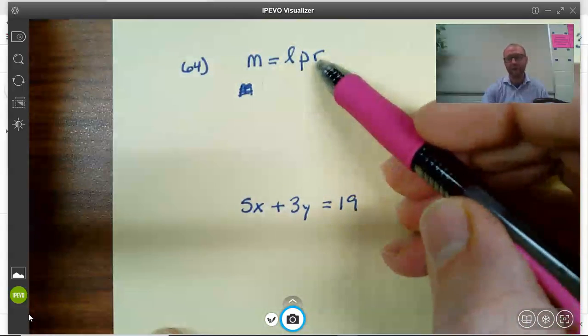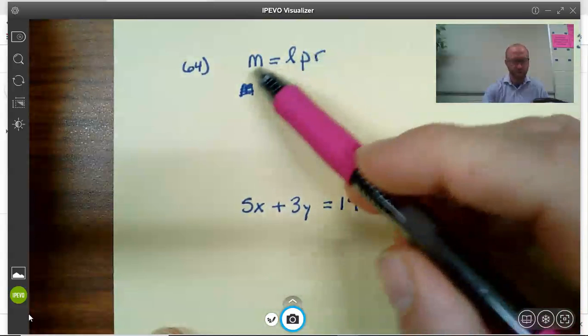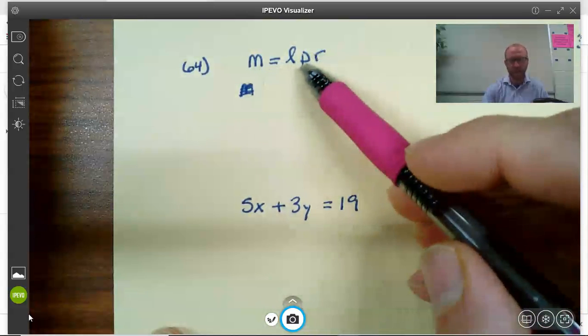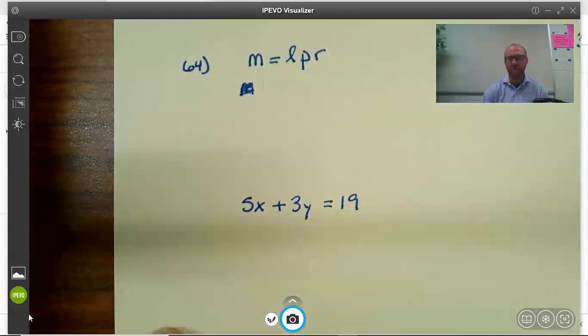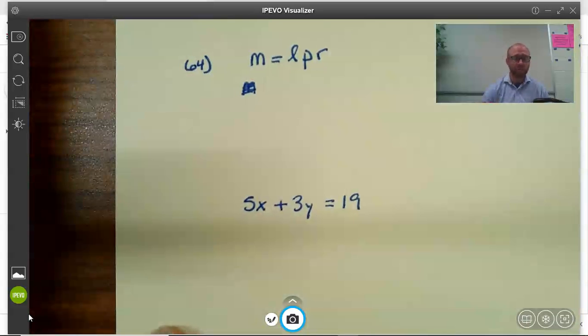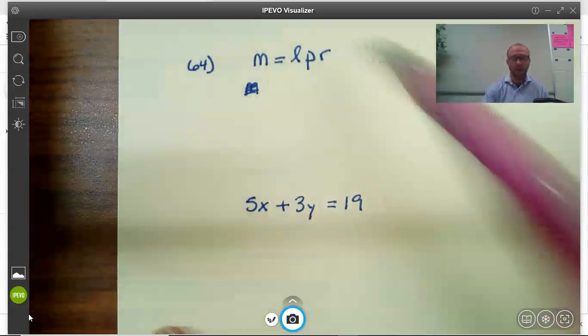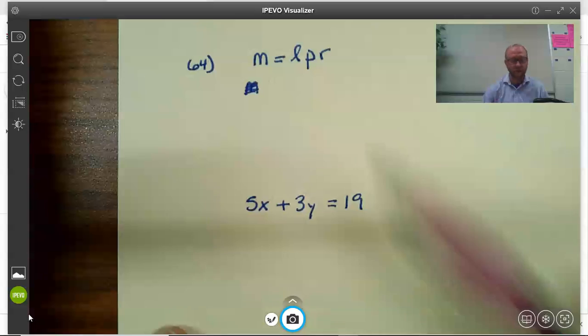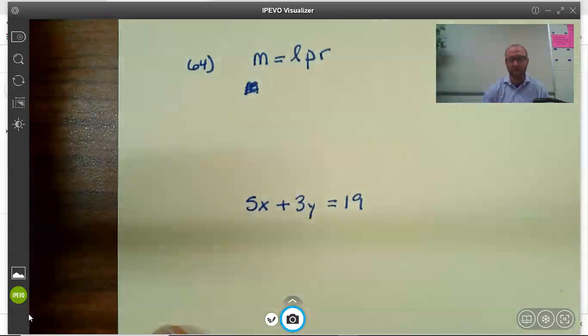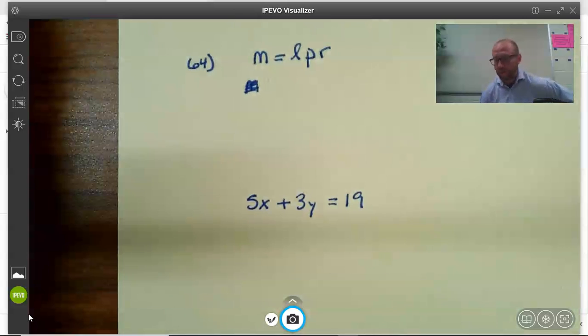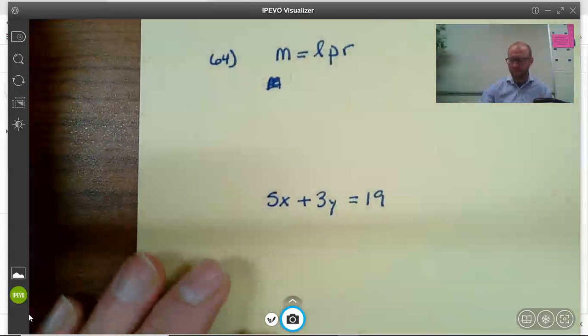I need to find R. Now, this would be difficult. I have to plug in M and plug in L and P, and then I have to maybe do some guess and check or something like that. That could be really complicated. What I need to do is to rearrange the formula so that R is all by itself. It's isolated, and everything else is on the other side. So I'll show you how to do that. And this is really something you do with a lot of common volume or area formulas and that type of thing. So let's take a look here.